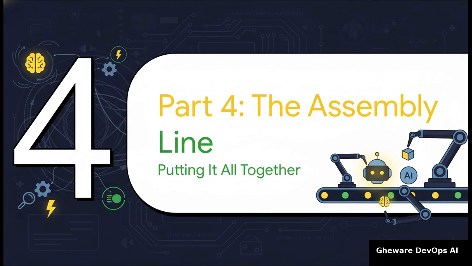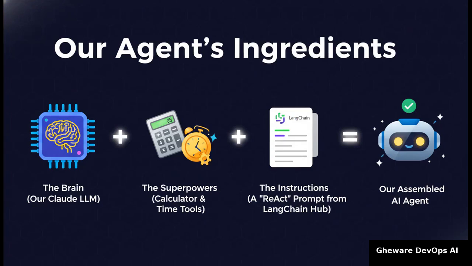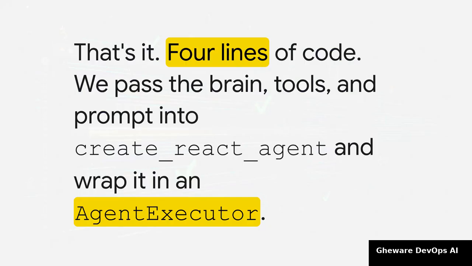All right, the pieces are ready. We have the brain, and we have the superpowers in the form of tools. Now it is time for the assembly line. Let's put all of this together into a single functional agent. You can think of this exactly like a recipe, right? We're taking our 3 key ingredients and combining them. We've got our Claude LLM, that's the brain. We have our list of custom tools, those are the superpowers. And finally, we have the instructions, which come from a special prompt that we're just going to pull from the LangChain hub.